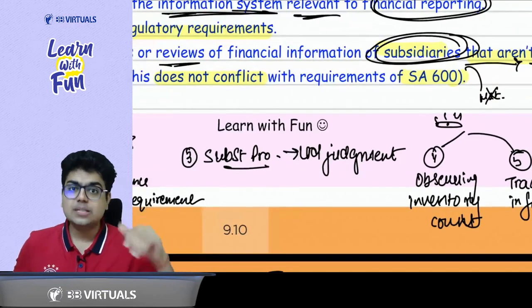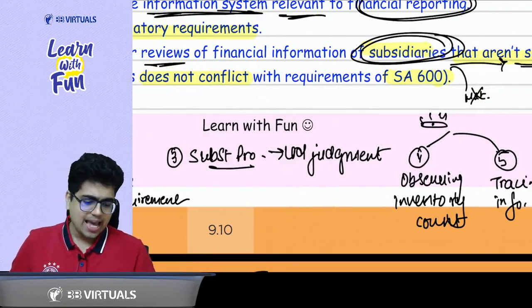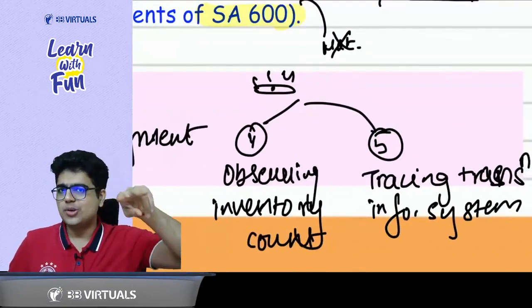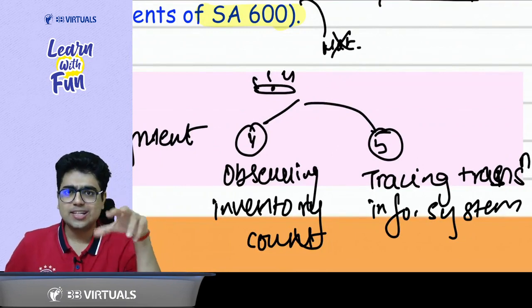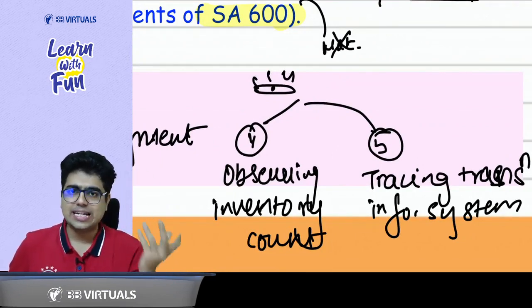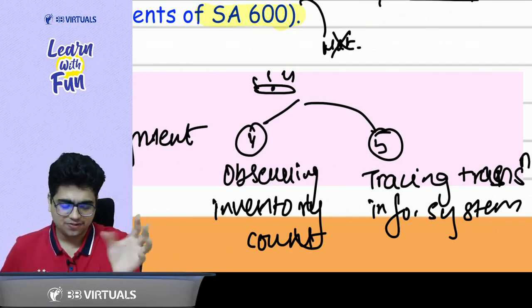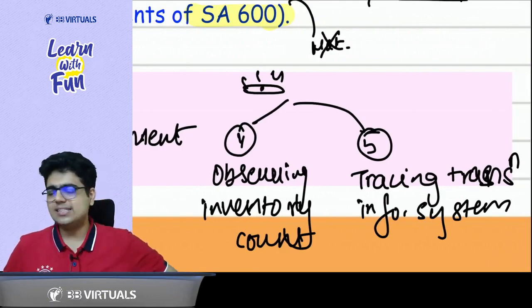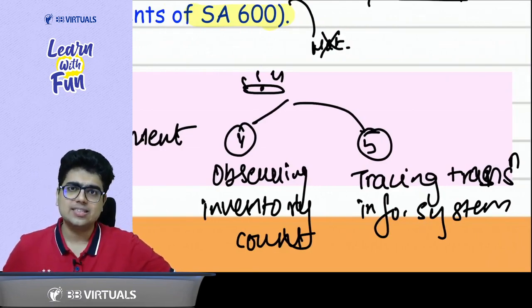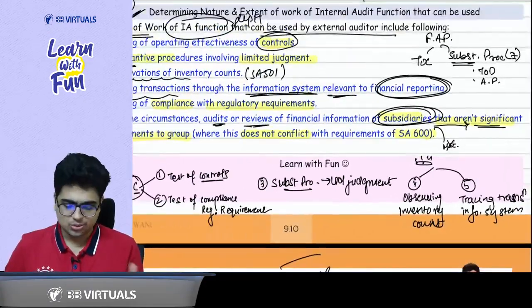Now, when it comes to substantive procedures, these are the procedures with limited judgment. And the last activities are of just looking. Looking at the inventory count, that is observing the inventory count, SA 501. Or tracing the transactions in the information system, whether the transactions are recorded properly or not. So these are the 5 activities where we can use their work.